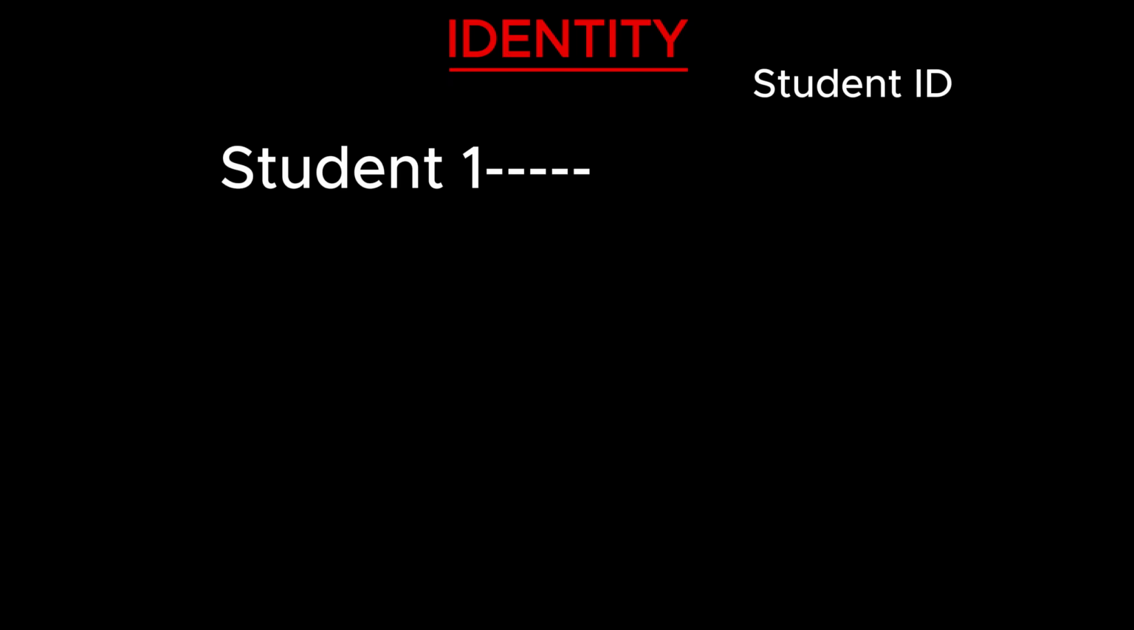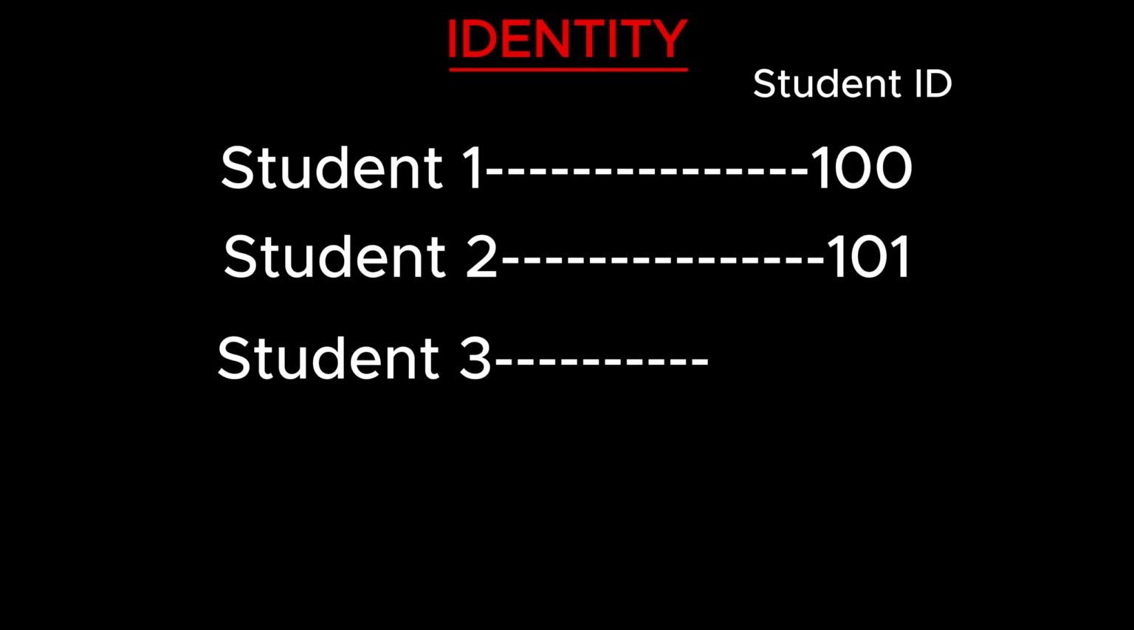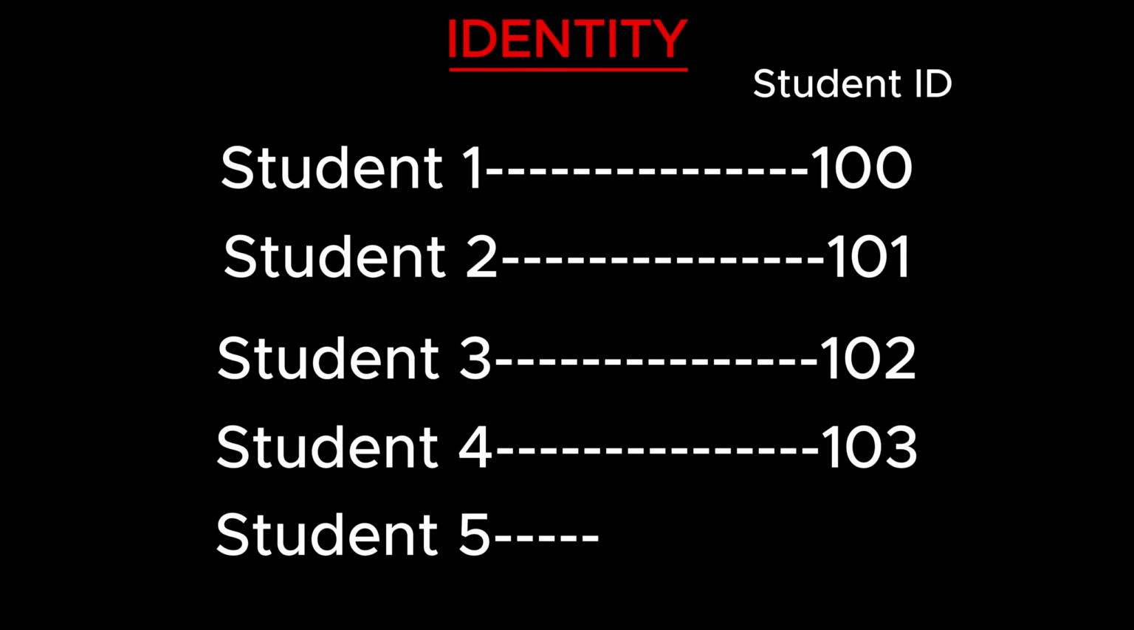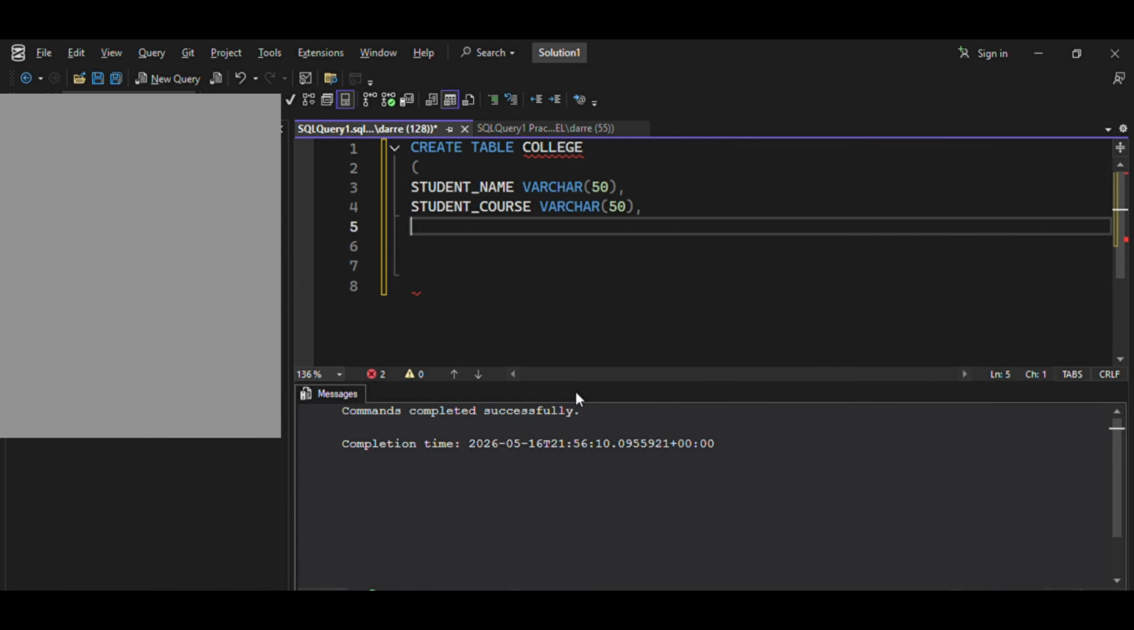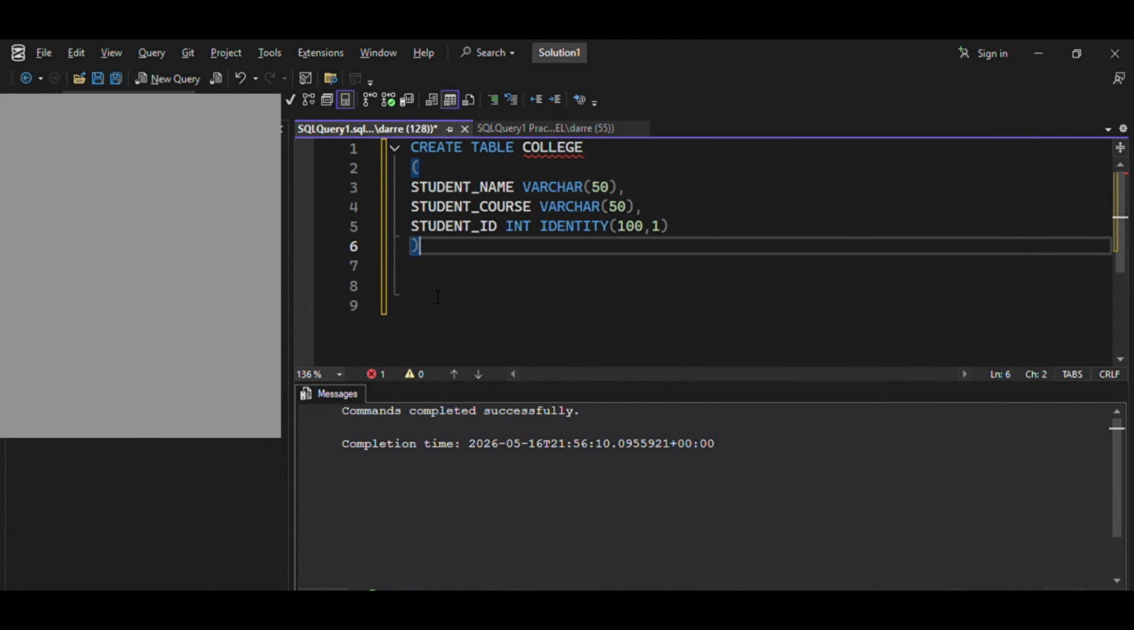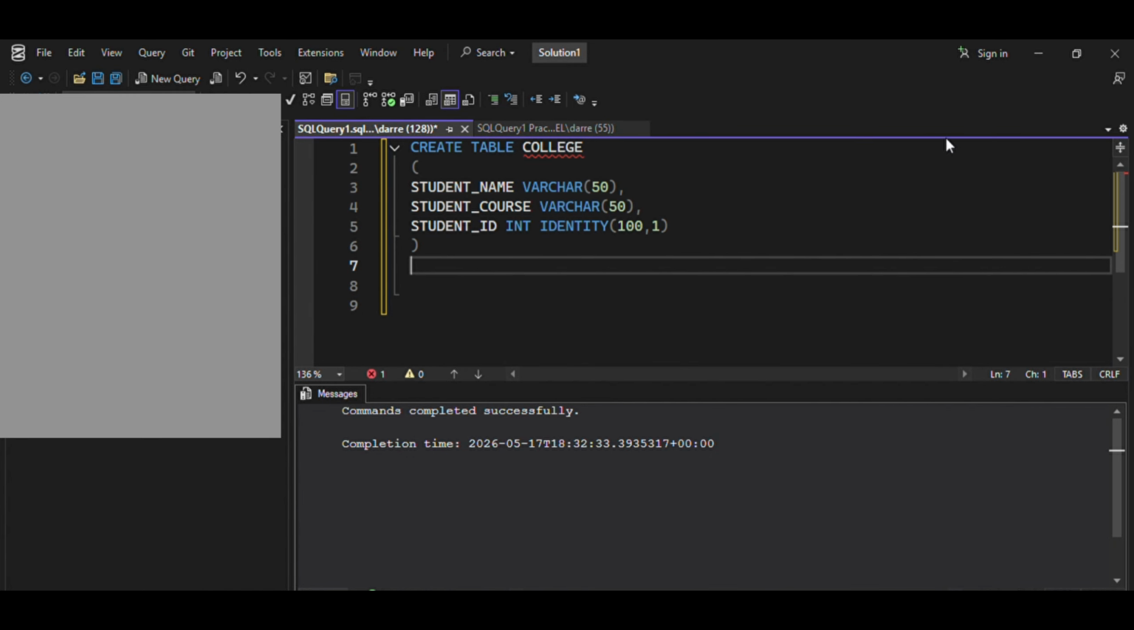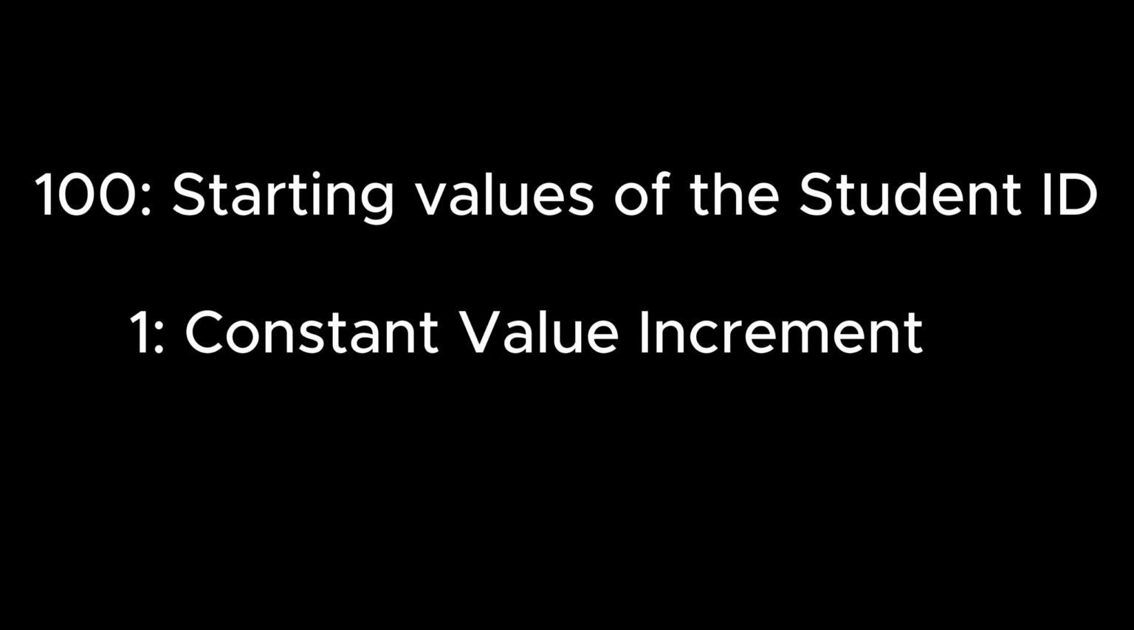Let us say, for example, that we want the student ID to start at 100, and every new student that is added to the database will have their student ID increased by 1. In order to write this, especially for large datasets, we can now write student ID, identity 100, 1. So let us break this down. The 100 represents the starting value for the student ID, and the 1 represents the constant value increment.